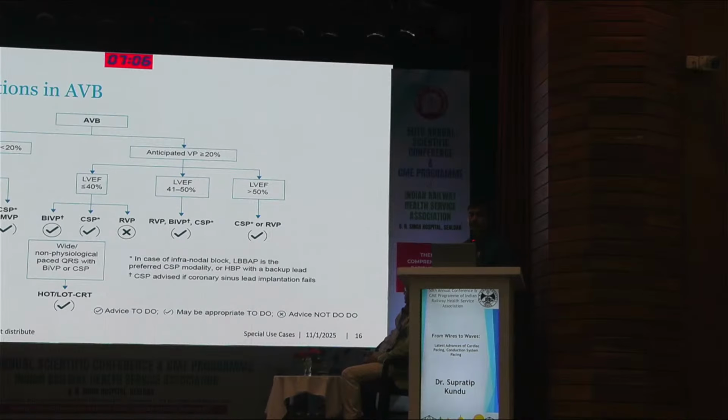CSP indications in atrioventricular block. In atrioventricular block, we generally prefer non-selective CSP because we get the benefit of ventricular muscle capture, then it is easier for us and often there is less threshold shifting.